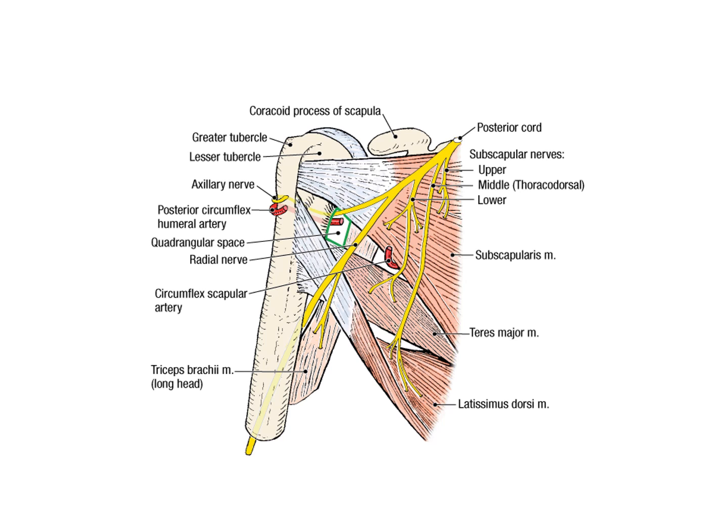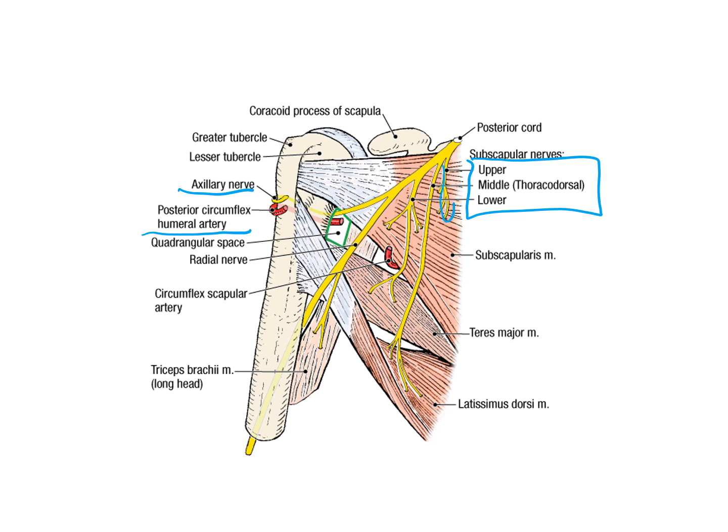Here is a better view of the posterior cord and its branches. Notice the axillary nerve coursing through the quadrangular space. Don't forget that it courses around the surgical neck of the humerus in company with the posterior circumflex humeral artery. From this perspective, we can also appreciate the upper, middle, and lower subscapular nerves shown here.